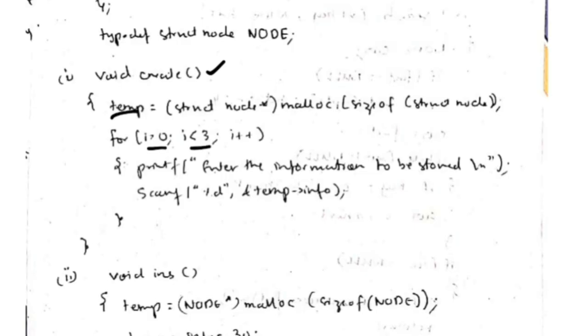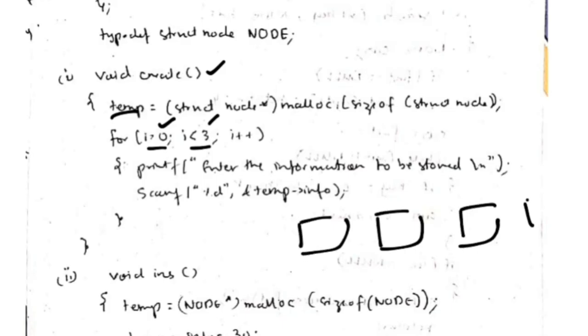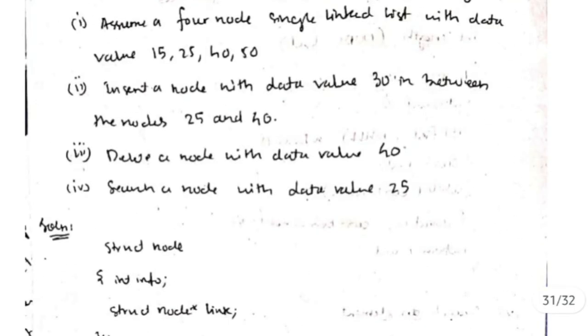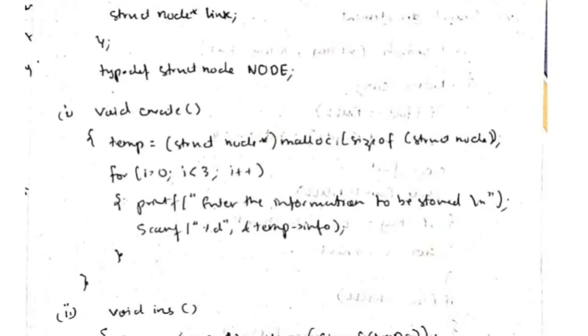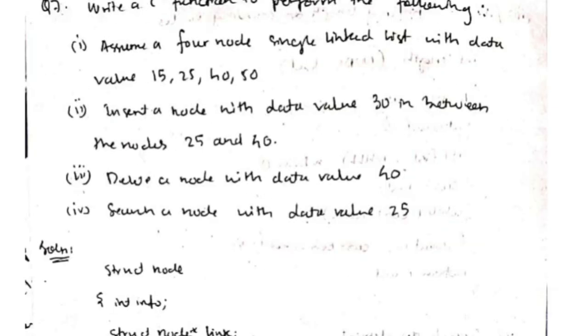In the for loop we will travel from 0 to 3, which means we have 4 nodes here, each will be traveled one by one, and we will ask the user to enter the information, which means the user will enter the numbers which are asked in the question, these numbers 15, 25, 40 and 50 at each iteration. That will create the list with the values 15, 25, 40 and 50.